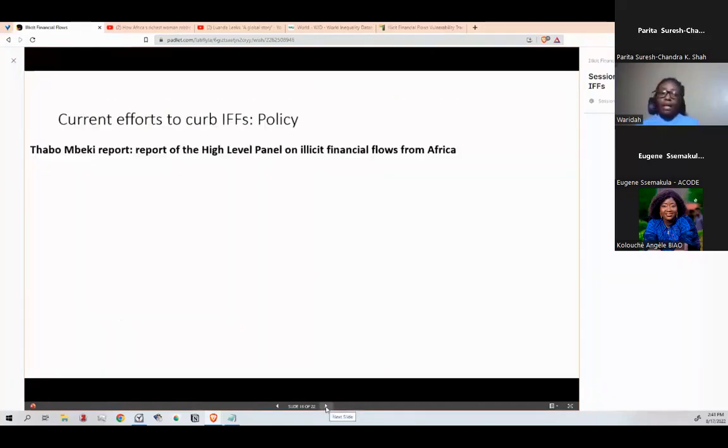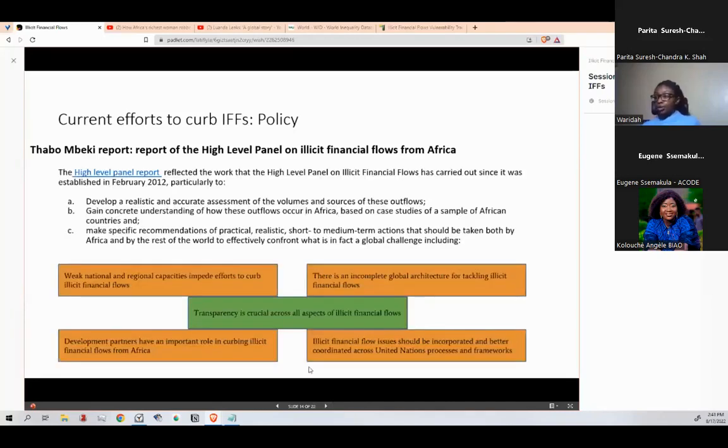So, of course, there are efforts to curb IFFs, and these efforts are both policy-wise and institutional. We'll start with the report of the High-Level Panel. The idea of the report was to reflect the work that the panel had been doing.